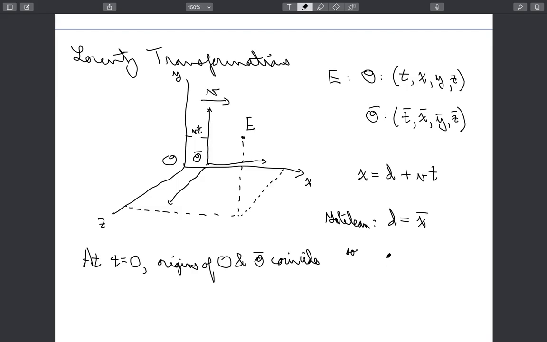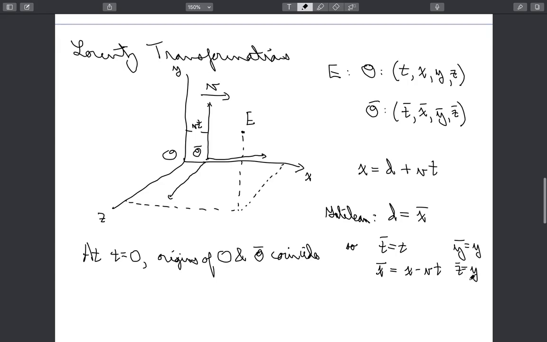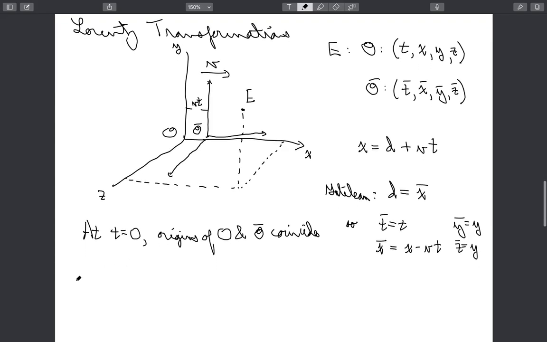It would just tell us that t bar is equal to t, that x bar is just equal to x minus vt, and y bar is equal to y, and z bar is equal to z. But of course, there's a problem here because we forgot about Lorentz contraction.